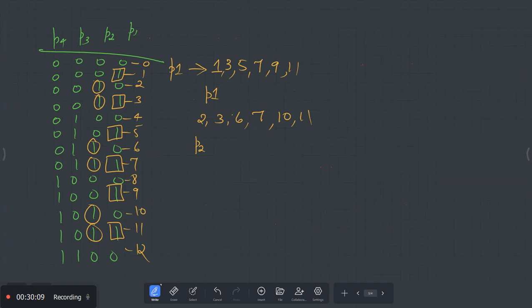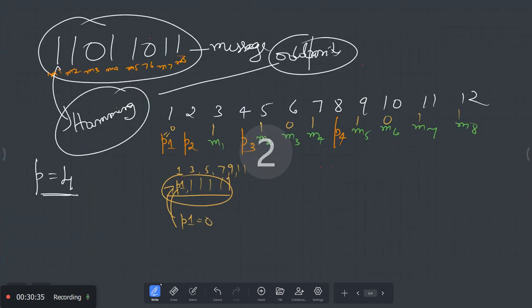Now tell me what is there in 3? 1. What is there in 6? 0. What is there in 7? 1. What is there in 10? 0. What is there in 11? Parity bit P2 has to be 0. Why does P2 have to be 0? Because it is odd parity, so the total number of ones has to be odd. If I put 0 here, only then will the total number of ones be odd. So P2 is also equal to 0.